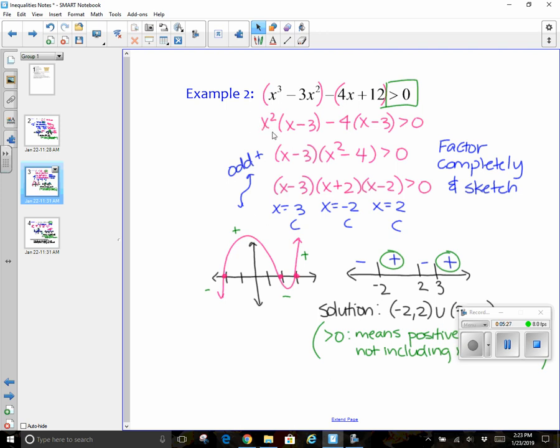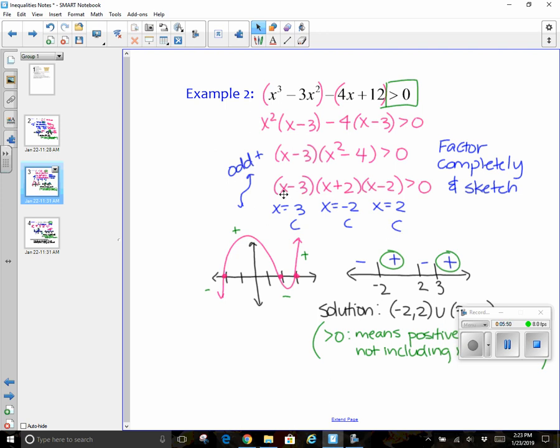So I factored out the GCF of each group, and my common binomial was x minus 3. The other stuff was x squared minus 4, and x squared minus 4 is a difference of squares, so I could continue to factor that. So this is completely factored. I have 3 x-intercepts. 3 is a cross, negative 2 is a cross, and 2 is a cross.